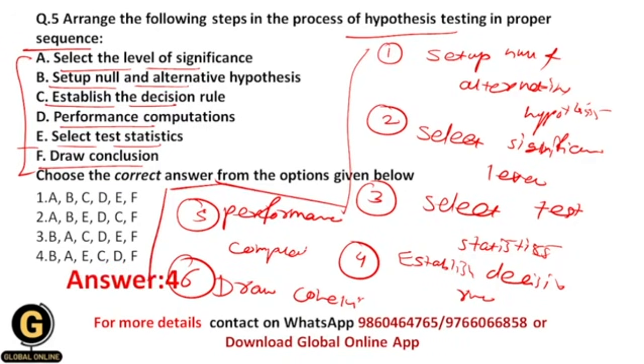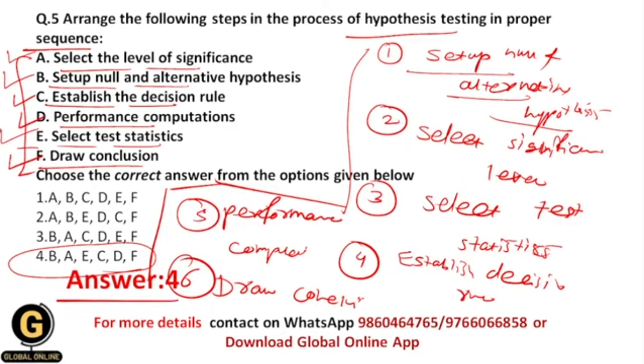4, that is B, A, E, C, D, F, because here set up null and alternative hypothesis is first step, which is your option B. Then after that select the level of significance, which will be your second step, which is option A. Then again select test statistics will be E option. Then establish the decision rule is C option. Then performance computations D option, and draw conclusion F option, and that's why your correct answer should be 4.